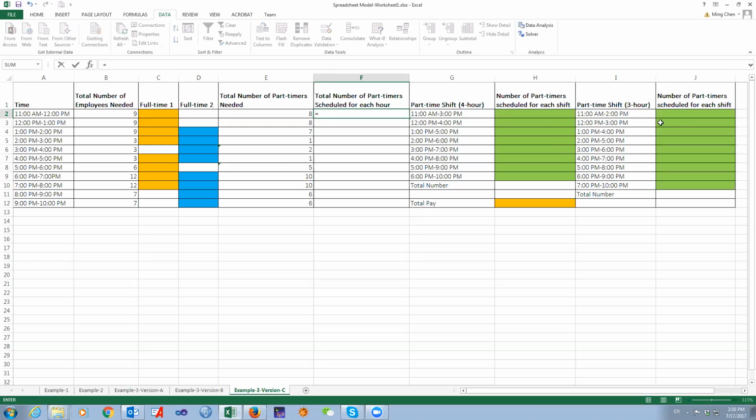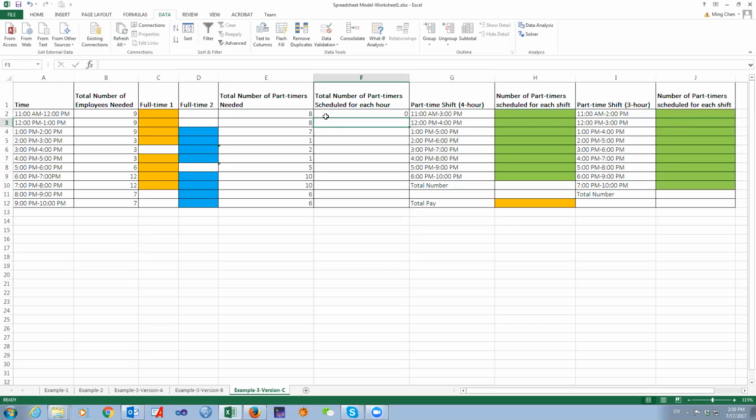So look at all these possible shifts, 4-hour or 3-hour. So which shift covers the hour from 11 to 12? So this one from 11 to 3. And this is the only 4-hour shift that covers the hour from 11 to 12. Plus this one. This is the only 3-hour shift that covers the period from 11 to 12. So we add them together. So this number shows the total number of people available from 11 to 12.